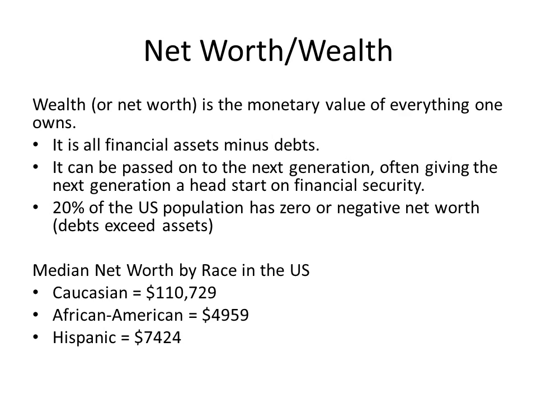To put this in context, 20% of the U.S. population has zero or negative net worth, meaning debts exceed their assets. So 1 in 5 people in this country have nothing. The median net worth by race in the United States: Caucasian, $110,000, African American, just under $5,000, and Hispanic, just over $7,000. That is a disparity that is pretty shocking.